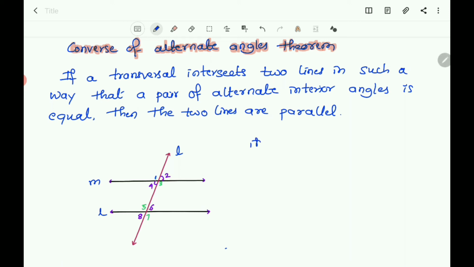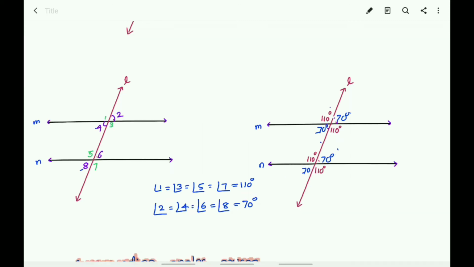So in the figure, if angle 4 is equal to angle 6 and also angle 3 is equal to angle 5, then what can you say? The line M is parallel to L. If alternate angles are equal, then those two lines are parallel. So that is the converse of alternate angles theorem.